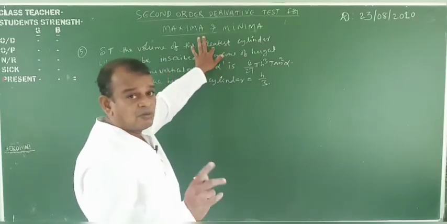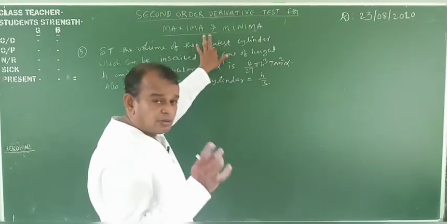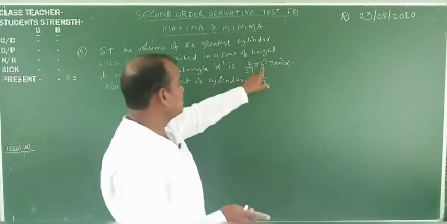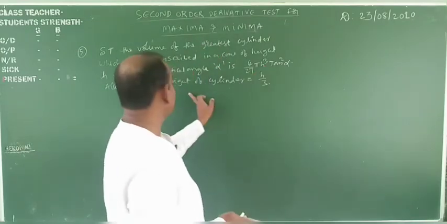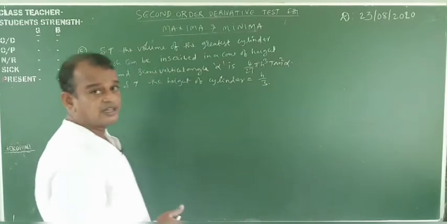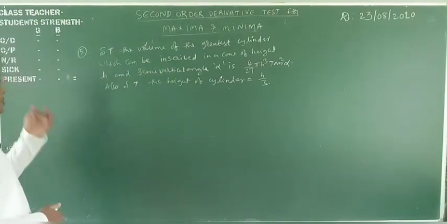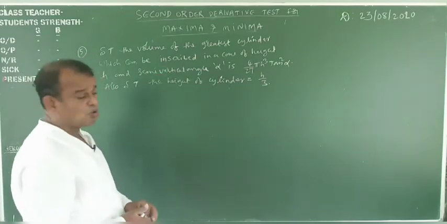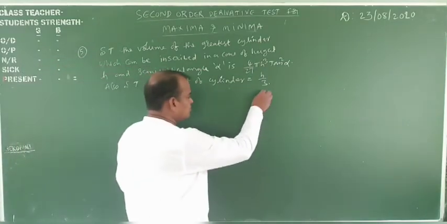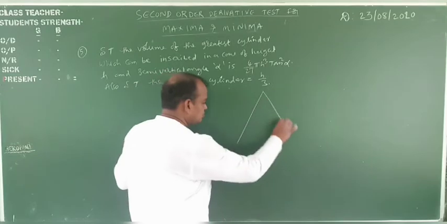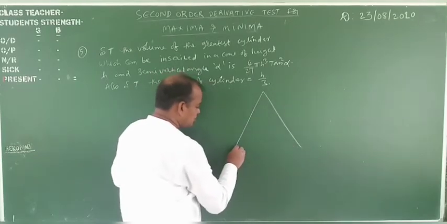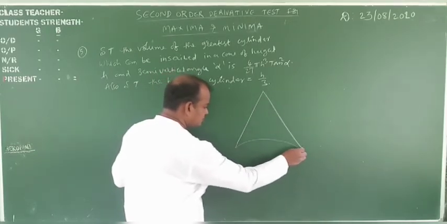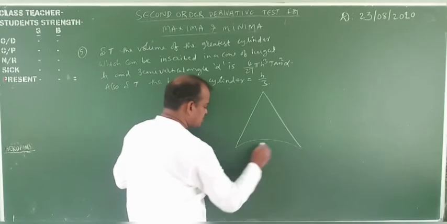Whenever the volume of the cylinder is maximum, that volume is equal to this one, and the height of the cylinder is equal to h by 3. What is going on? The cylinder is inscribed in the cone. Okay, you discuss about the cone. This is actually the cone.